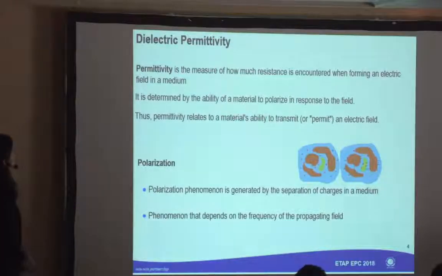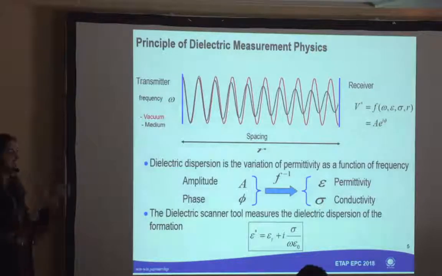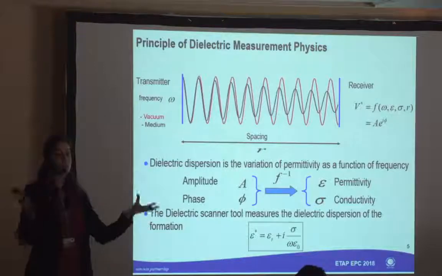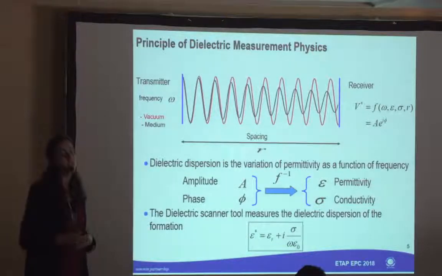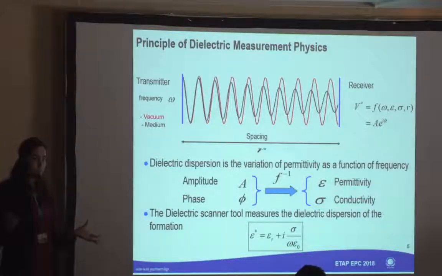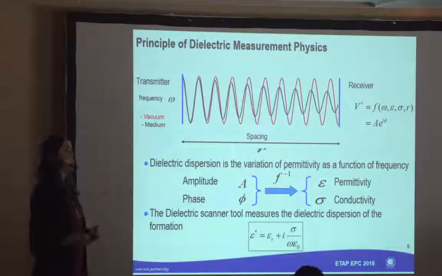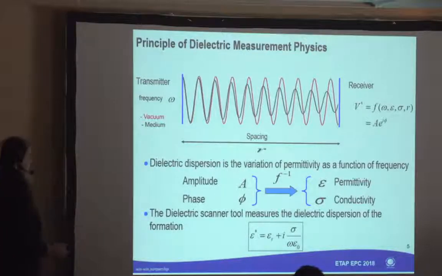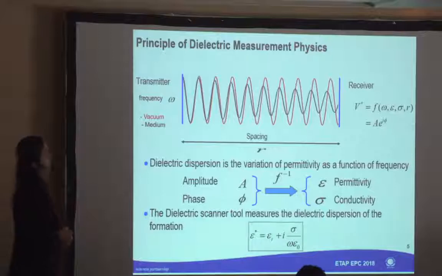So how do we measure this? We are creating an electromagnetic field, transmitting in the formation, and then we measure the change in the amplitude and phase of this wave that we are sending from the transmitter to a receiver. And then from these properties we can calculate the permittivity and conductivity, which are the base of this technology.